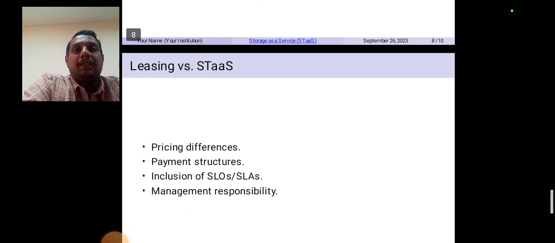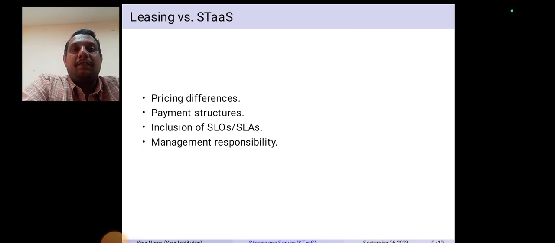Leasing versus storage as a service. There is a price difference between leasing and storage as a service, and the payment structure is also different between leasing and STaaS. Inclusion of SLOs, service level objectives or service level agreements, and management responsibility.